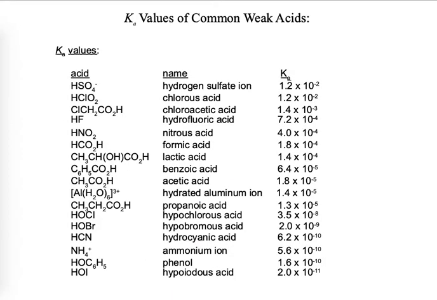Here's a table of Ka values for common weak acids. You will always have these, and you can see these range dramatically. The hydrogen sulfate anion has a Ka value of 1.2 times 10 to the negative second, whereas hypoiodous acid has a Ka value of 2.0 times 10 to the negative 11th. Oh, what is that? Nine orders of magnitude? Yeah, they can vary dramatically.